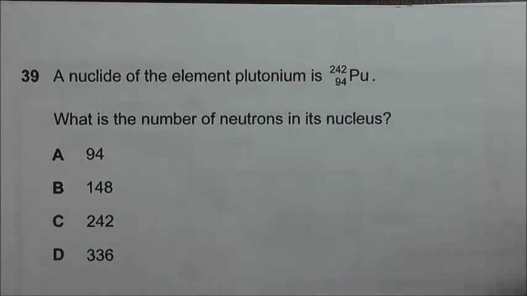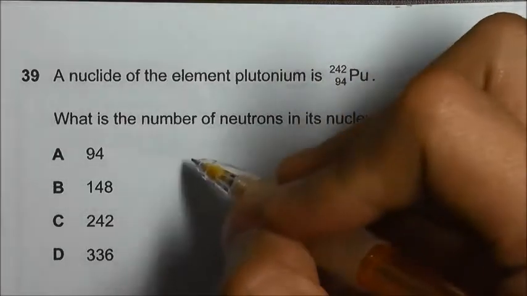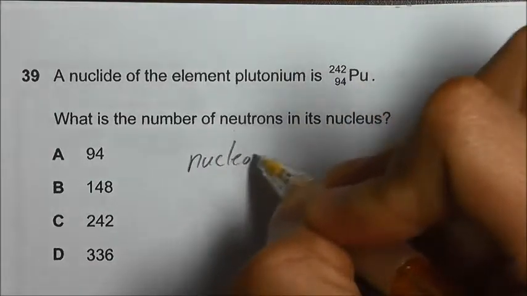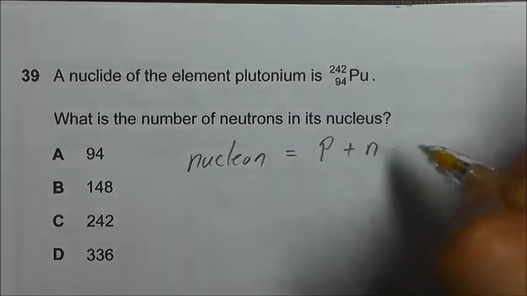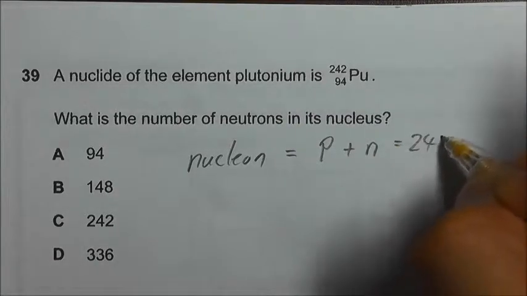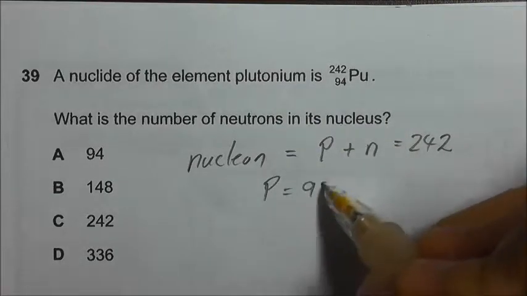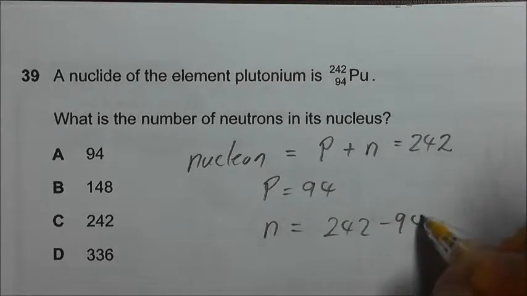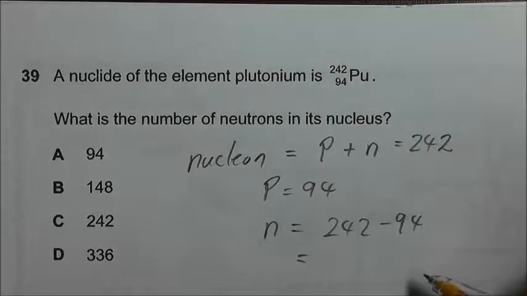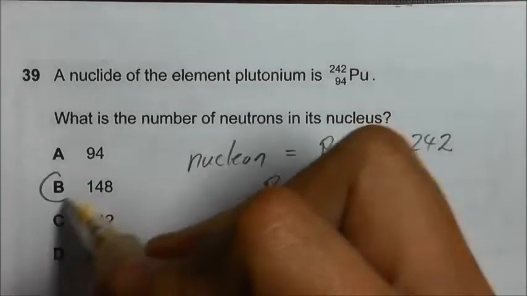This is a question on nuclear physics, so it is out of syllabus since 2008. Okay, we know that the nucleon number is 242. So the nucleon number is equal to the number of protons plus neutrons. So this is 242. And the proton number is equal to 94. So the neutron number is equal to 242 minus 94. That will give us 148. So the answer should be B.